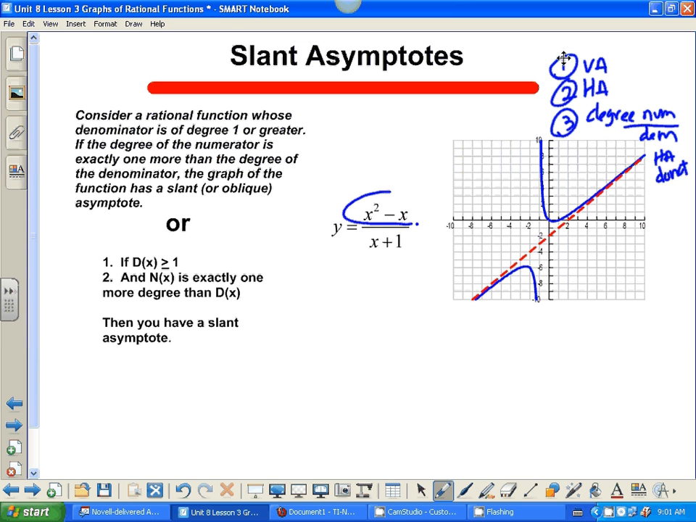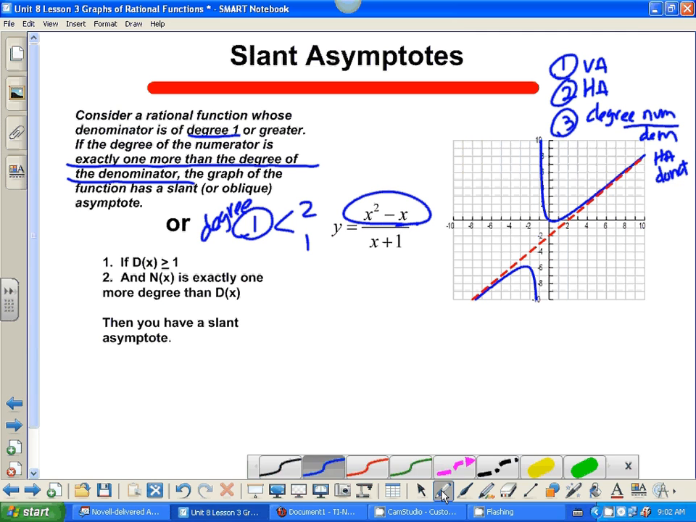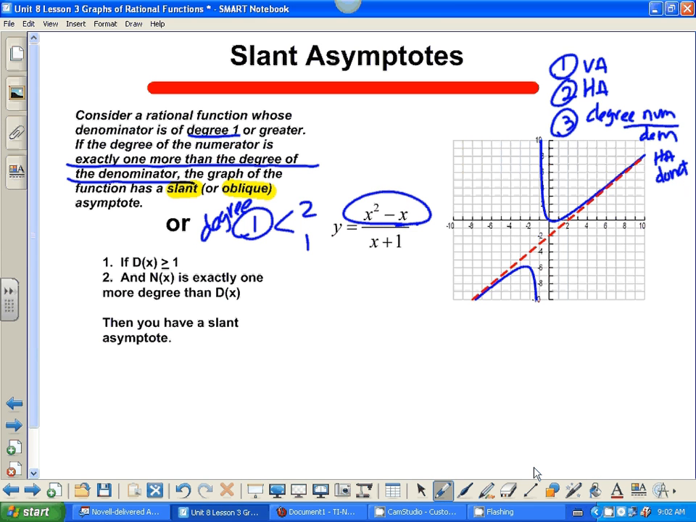If the degree of the numerator, which in this case is 2, is exactly 1 more than the degree of the denominator, so that the difference is a degree of 1, then you have what is called a slant asymptote. Some books and websites might use the word oblique instead of slant. Those are interchangeable. So this is how you find a slant asymptote in words.